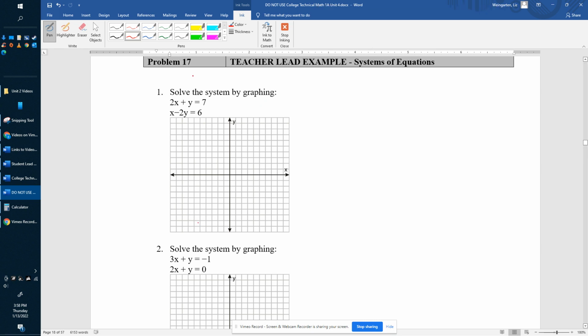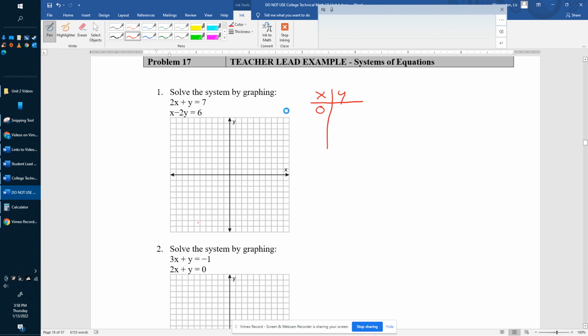The way I like to do these is I like using the intercepts. So I'm going to do my first line in red. It's just the easiest way to go about this. I'm going to put 0 in for x, then I just get y equals 7. Then I'm going to plug 0 in for y, and I get 2x equals 7, divide both sides by 2, x equals 7 halves, or x equals 3.5.